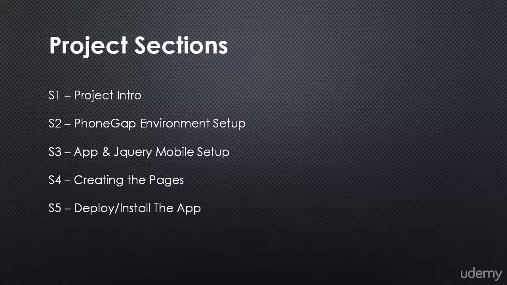So project sections, we have the project intro, which is obviously this video. Section 2 will be the PhoneGap environment setup, where we'll set up most of what I just said. Section 3 will create our application, and we're going to be implementing jQuery mobile. Section 4 will create the pages, which will be the home page, the about page, and the contact page. Section 5 I'll show you how to deploy or install the application. We'll use PhoneGap Build for that.